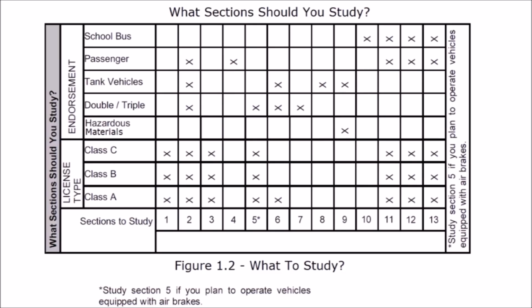Figure 1.2 details which sections of this manual you should study for each particular class of license and for each endorsement. Table on page 1-2, figure 1.2. What sections should you study? License type, Class A. Sections to study, 1, 2, 3, 5, 6, 11, 12, 13.